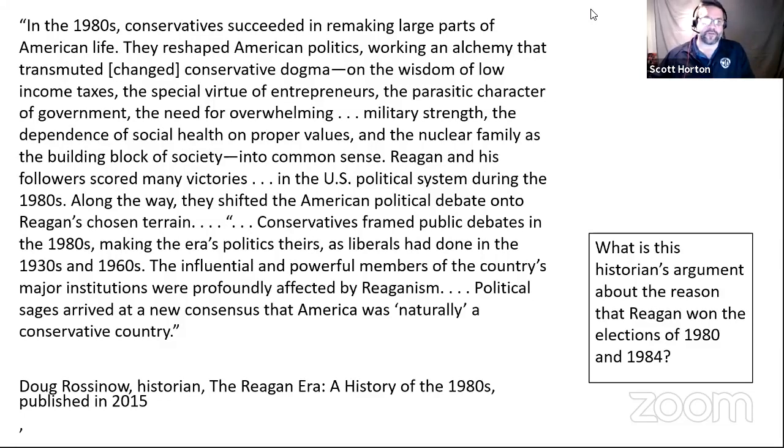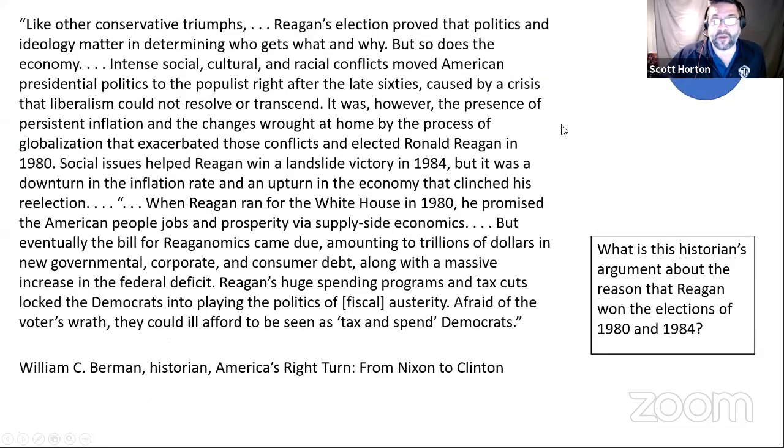All right. Hopefully you had a chance to read through that and make some sense out of what this historian was suggesting. I think the key line here is this one: wisdom of low income taxes, virtue of entrepreneurs, parasitic character of government, need for military strength, depending on social health. He's emphasizing that these are the reasons why conservatism succeeded in the 1980s. Let's try that again with a different historian to see what his answer to the question is. We'll get this timer started here for you.